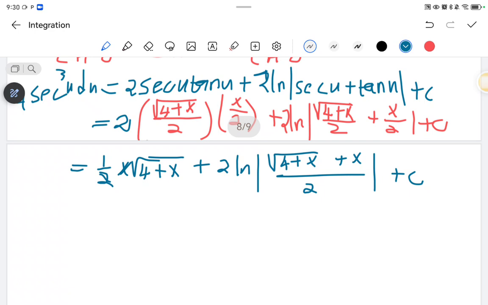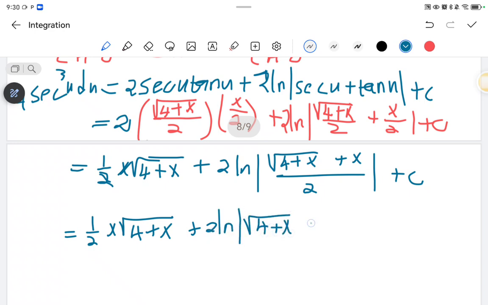Then you can just simplify it further if you want. This is 2 ln of root of 4 plus x squared plus x, minus 2 ln of 2, plus c. Then if you want, you can take this 2 and put it on the exponent. Now, is there any question?